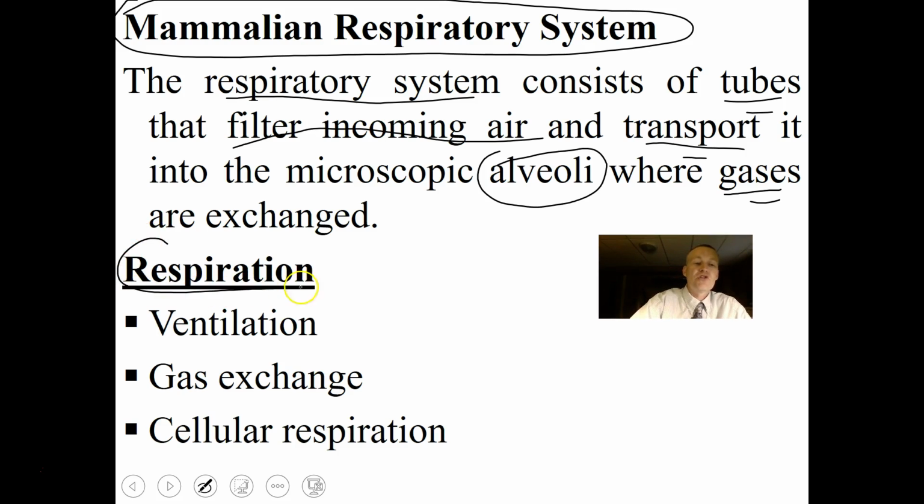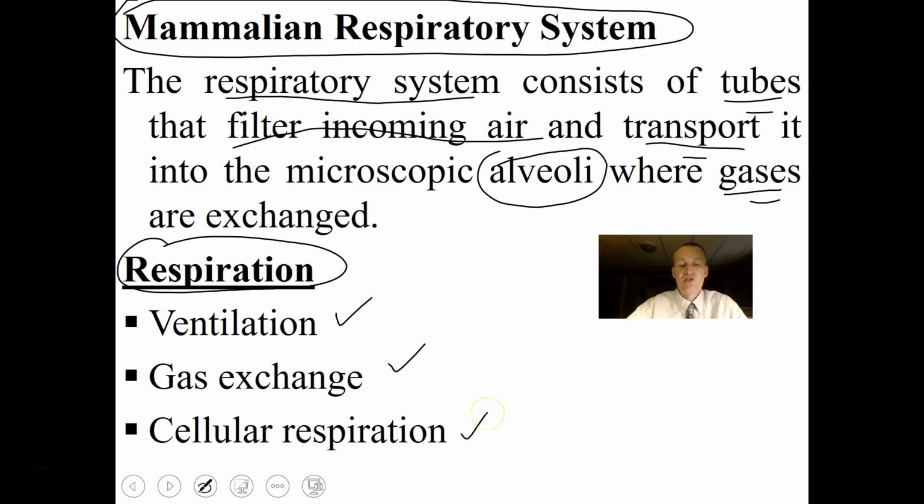Now, respiration is kind of tricky. There's all kinds of parts of respiration. Ventilation is the physical movement of gases into and out of the lungs. Gas exchange is the movement of oxygen and carbon dioxide across the respiratory membrane. I'll show you what that respiratory membrane looks like in just a second and sketch it out for you. But that's the movement of gases across the respiratory membrane from the lungs to the blood cells, the red blood cells inside of capillaries.